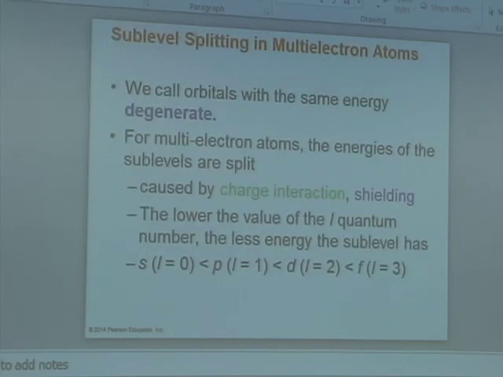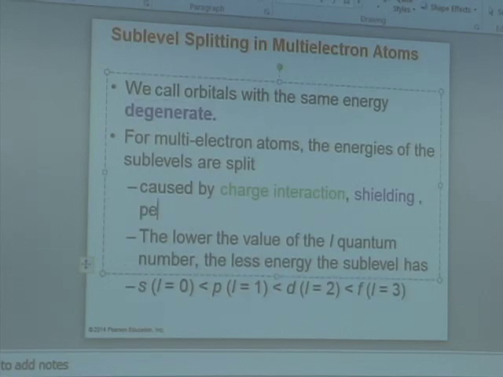So when the sublevel splits and you have a multi-electron atom, when electrons are in the same level, we call them degenerate, just like the px, py, pz. And there's also some charge interaction, shielding, and perhaps a third one called penetration, also of a charge. And so the lower the value of the l quantum number, the less energy the sublevel would have. So s would be less than p, which would be less than d, which would be less than f.